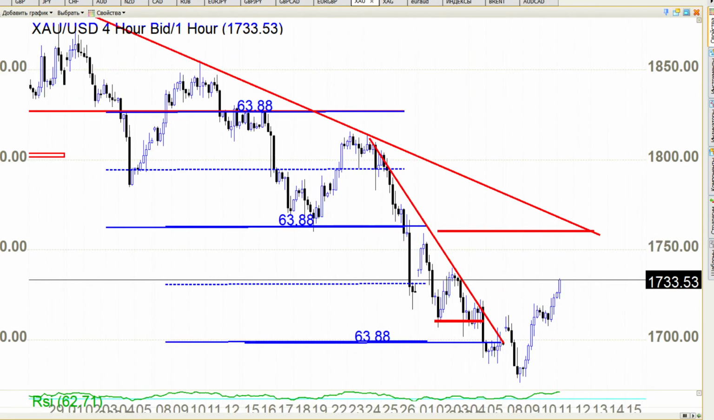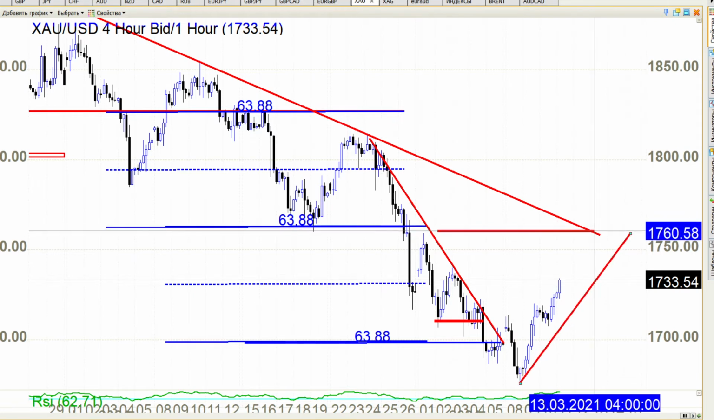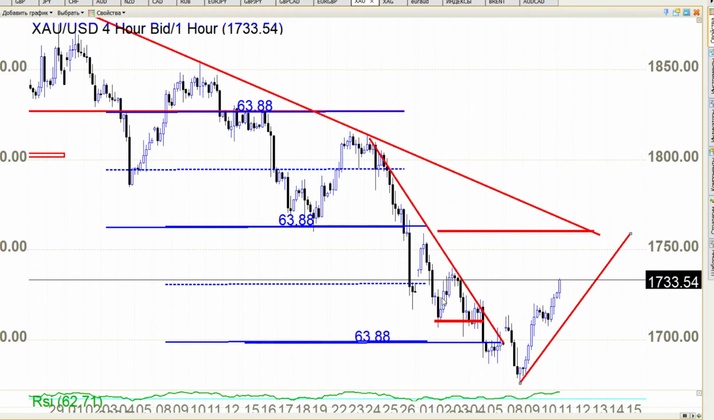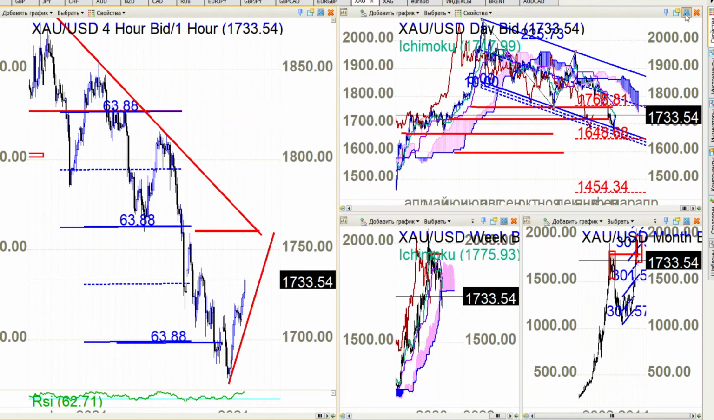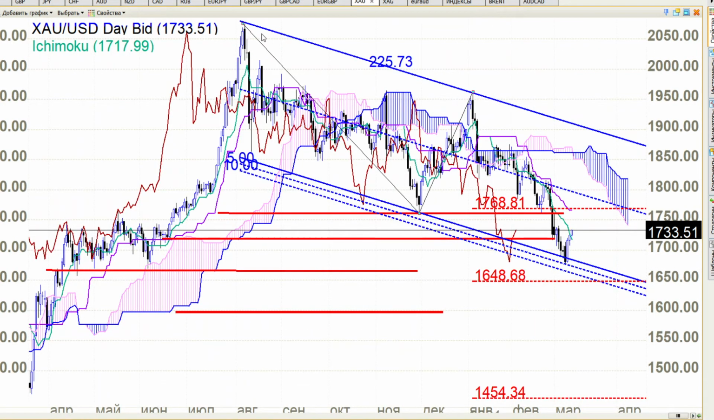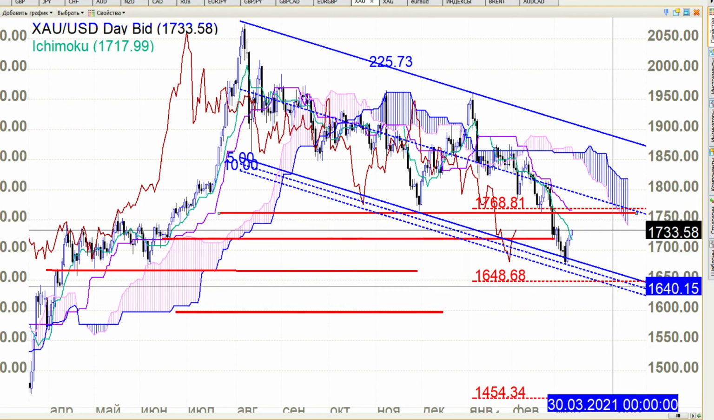So until price is being in upgoing tendency like that, you can buy with the target 1760. But general idea is that market will still show us short positions. General idea is based on this downgoing tendency. So they may go to test this level of resistance and after that keep going down to 1648.